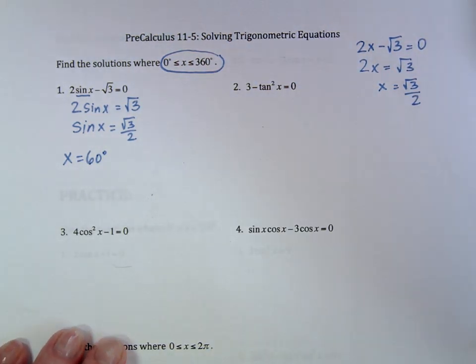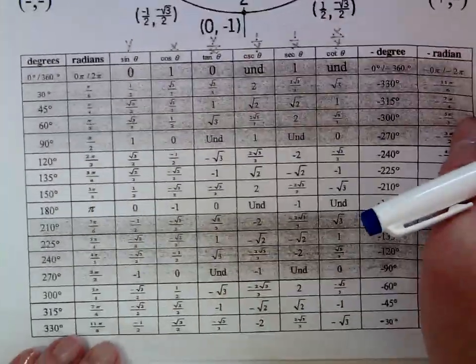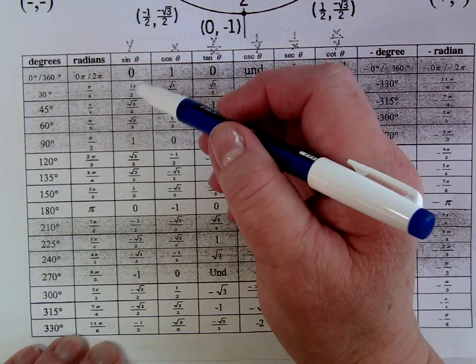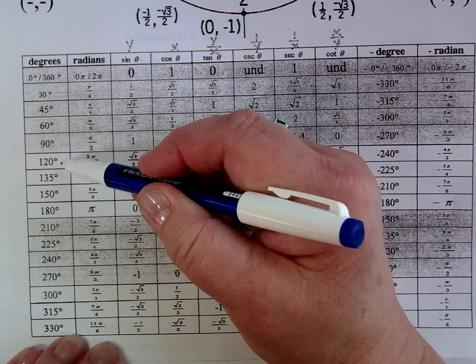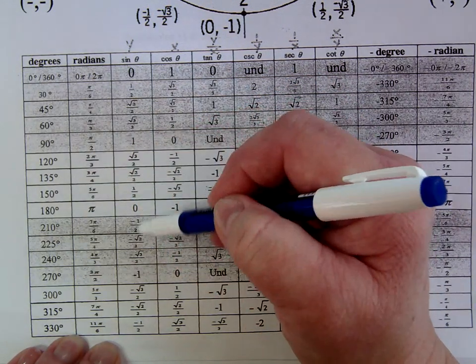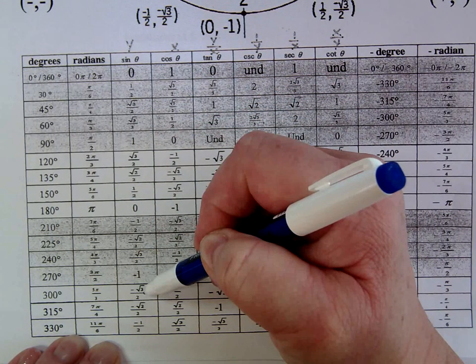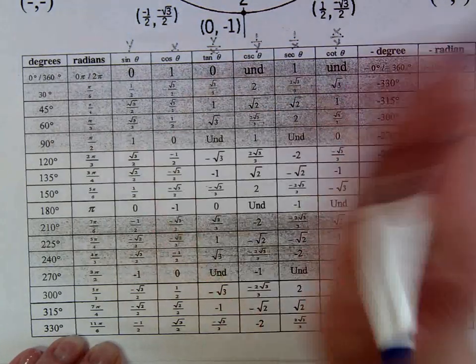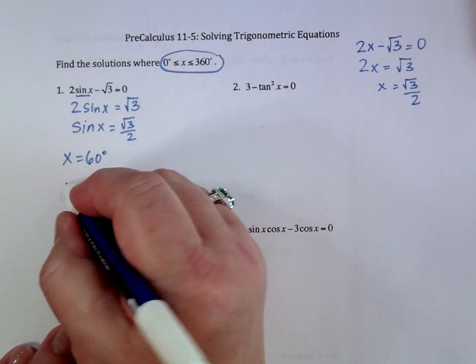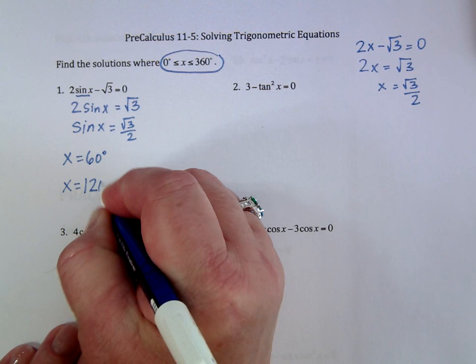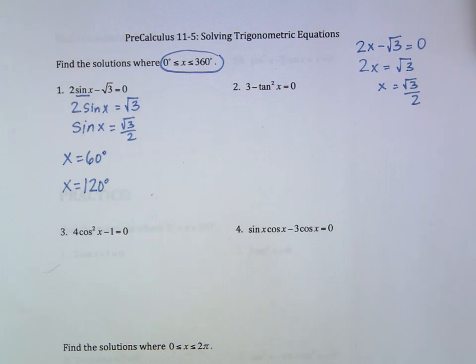But I have to see if there's another place because most times there is. So sine column, square root of 3 over 2, 120. Anywhere else? There's negative ones but not positive ones. So 120 is my other final answer. And you just solved a trig equation. So you can see it's really not a whole lot different than what you were doing when you were solving regular equations. So let's try another one.